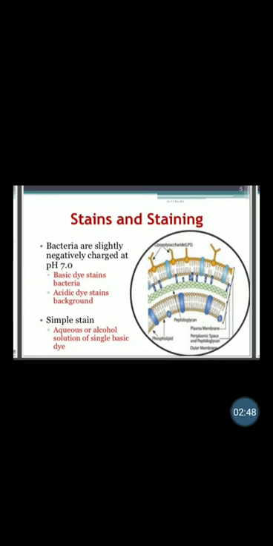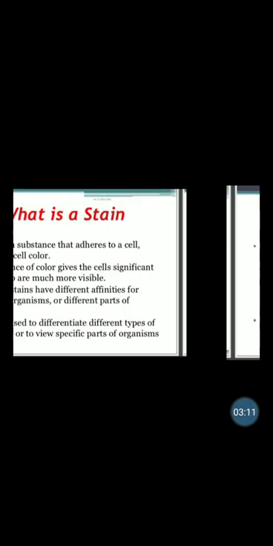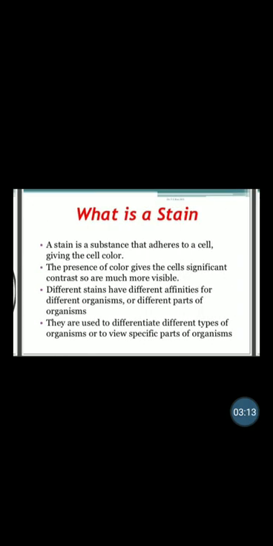Then next, stain and staining. The bacteria are slightly negatively charged at pH 7.0. Then basic dyes stain bacteria and acidic dyes stain bacteria. Then simple stain: the aqueous or alcohol solution of a single basic dye. So we will see what is a stain.